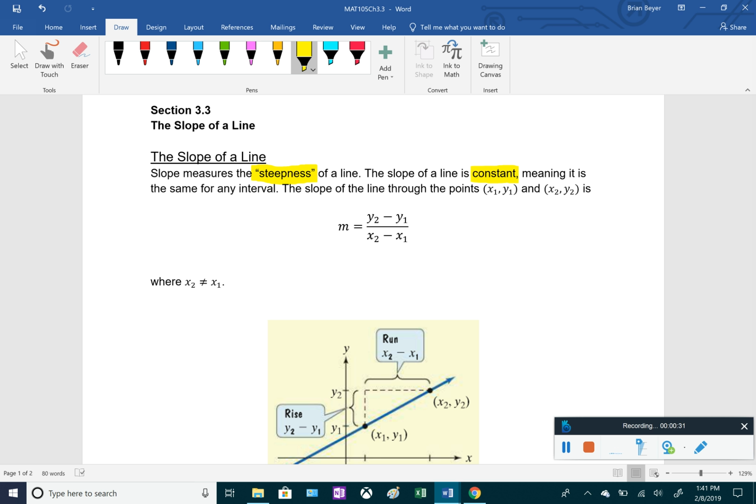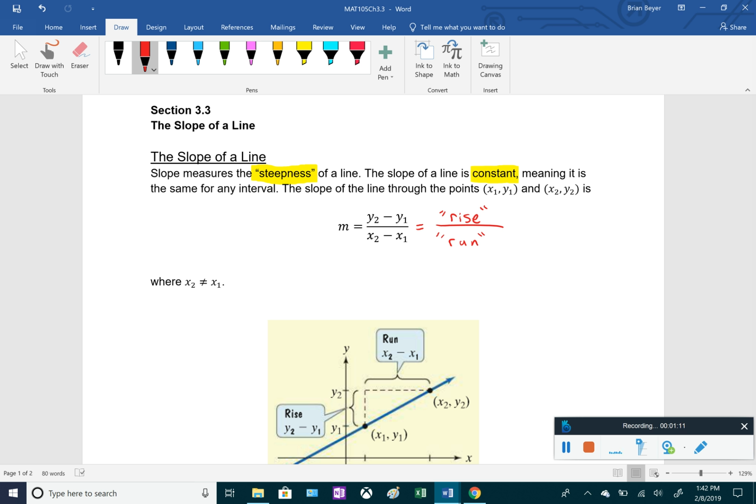So here's the slope formula. The slope of the line through the two points, we'll call them x1 comma y1 and x2 comma y2, is going to be m equals y2 minus y1 divided by x2 minus x1. That is the change in the y coordinates over the change in the x coordinates. This is what we call rise over run. It's called rise because y coordinates are vertical, and the run is horizontal for x coordinates. And there's a little note down here where x2 cannot equal x1.